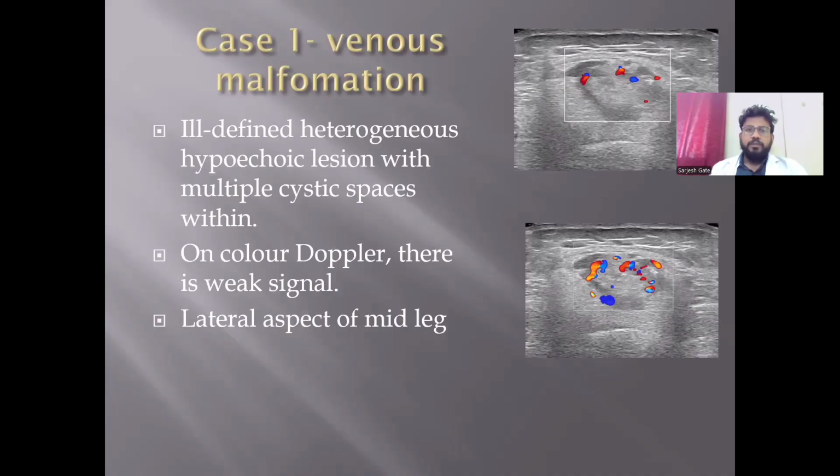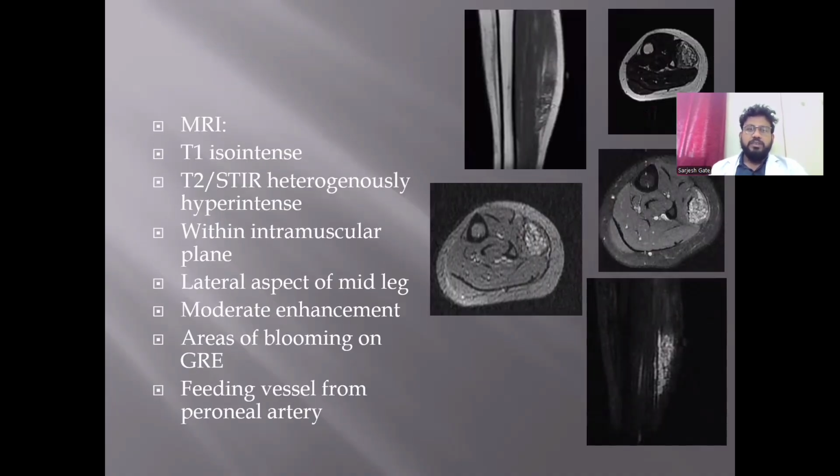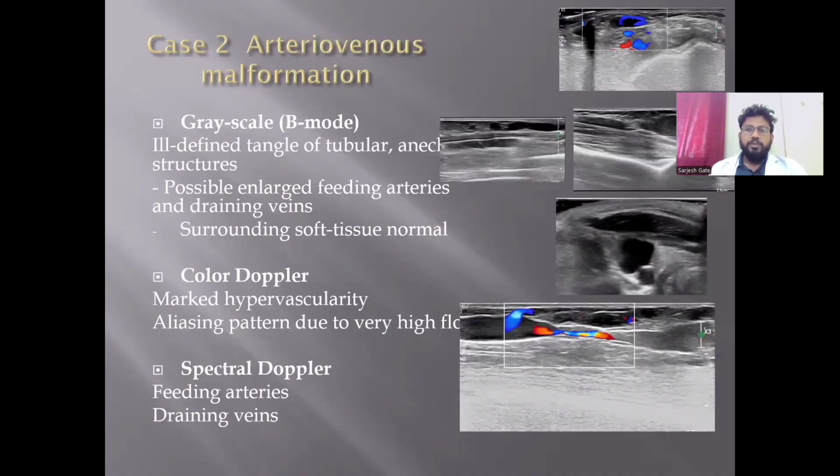Case 1, venous malformation. There is an ill-defined heterogeneous hypoechoic lesion with multiple cystic spaces within. On color Doppler, there is weak signal. It is seen on the lateral aspect of the mid-leg. On MR, there is T1 isointense, T2 STIR heterogeneously hyperintense signal. It is seen within the intramuscular plane on the lateral aspect of the mid-leg, with moderate enhancement. Blooming on GRE is seen. Feeding vessels are likely coming from the peroneal artery.